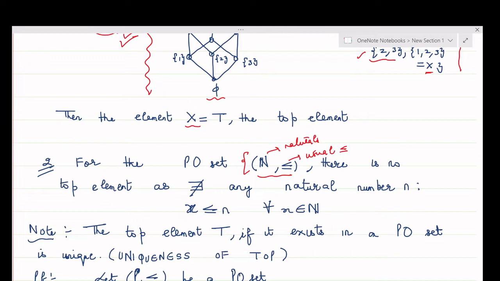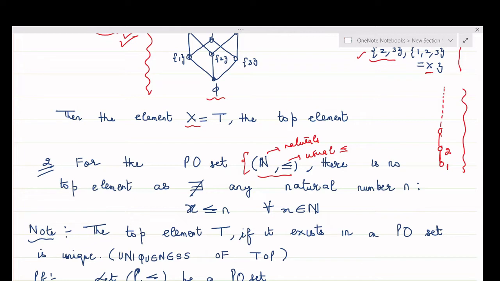And if we try to draw the Hasse diagram of this particular poset, or if we try to visualize this particular chain diagrammatically, this is how it looks. At the bottom you have the natural number 1, and then 1 is related to 2, and then 2 is related to 3, and so on. Because the set of natural numbers is infinite, we don't have a well-defined Hasse diagram for it, but somehow this is how the Hasse diagram looks.